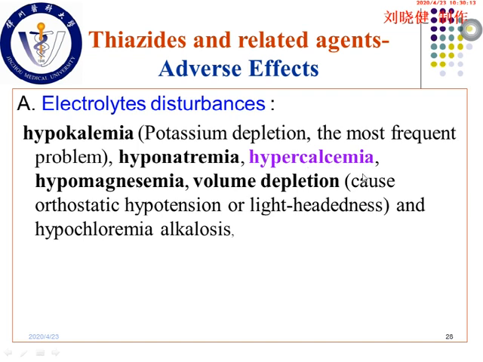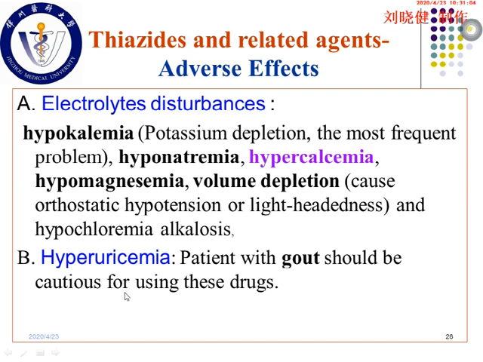And for calcium, loop diuretics have relatively less effect on calcium excretion. But this one can promote reabsorption of calcium ions and the regulation of PTH. So maybe it can induce hypercalcemia. Try to avoid this. Sometimes it also can induce volume depletion, causing orthostatic hypotension or lightheadedness, even hypochloremia, alkalosis.